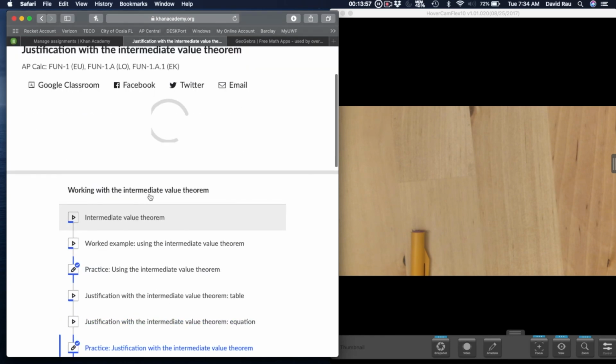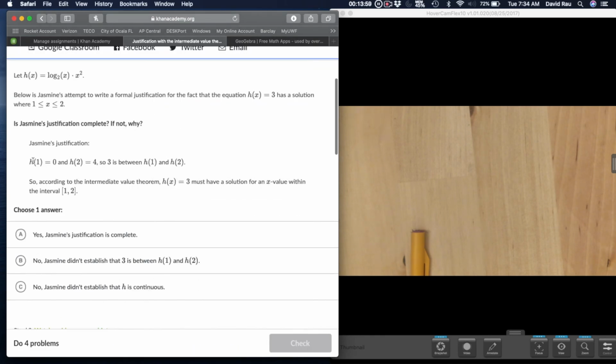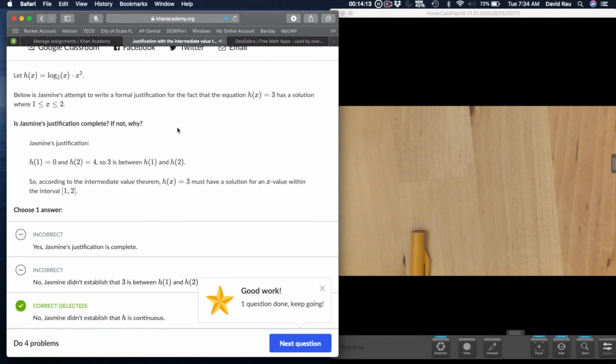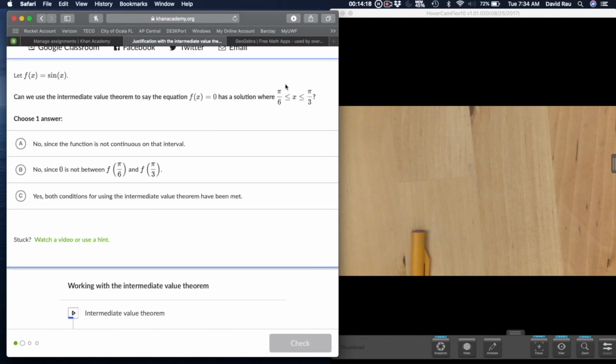Hopefully I don't have to speed this video up, I'll just talk fast. Okay, again, I'm just reading really quick here. Does Jasmine argue that the function is continuous? No. Well, we only have to choose one answer. You have to read the word continuous in the person's justification. All right, make sure you do that. Okay, up next, can I use the intermediate value theorem for this?